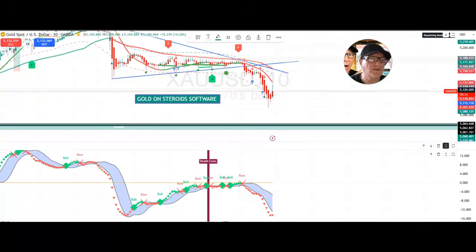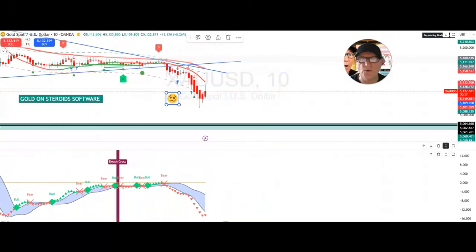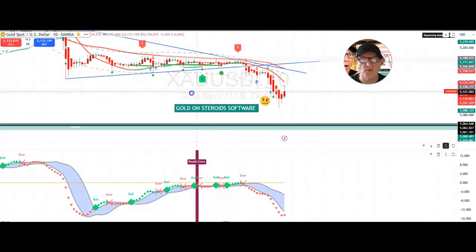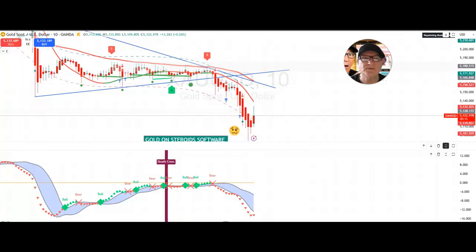However, one thing to watch out for on the Gold on Steroids is when you get an outside bar like this. This is when the market does not like it. It does not like it at all. It's like a fish out of water, and it tends to have a deep correction. Now I've drawn a downtrend line here, so we could find that the price comes back into this area, finds its feet, and then comes back up into this area here. So we'll be keeping an eye on that, and we might have a buy signal.